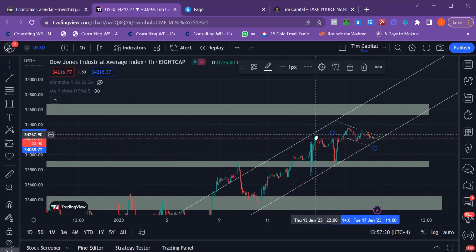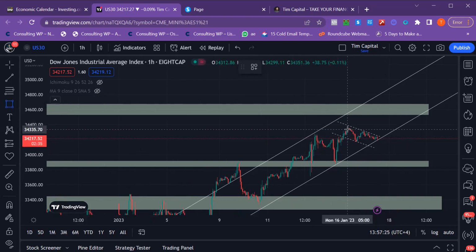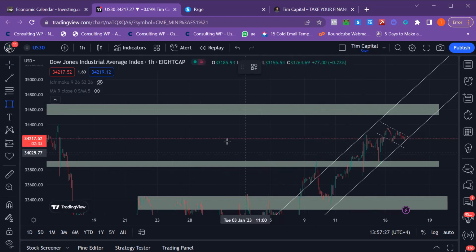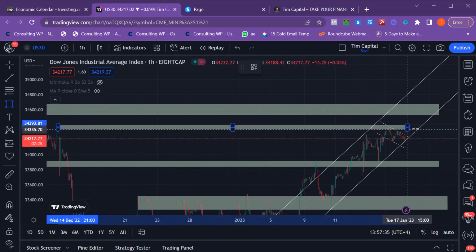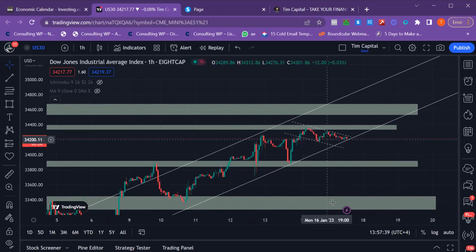And I see an area here as well. Let me see. Is there an area there? Yes, there's something here that I can also take advantage of. So now this is what we have. The price is going up, but now we have a retracement.